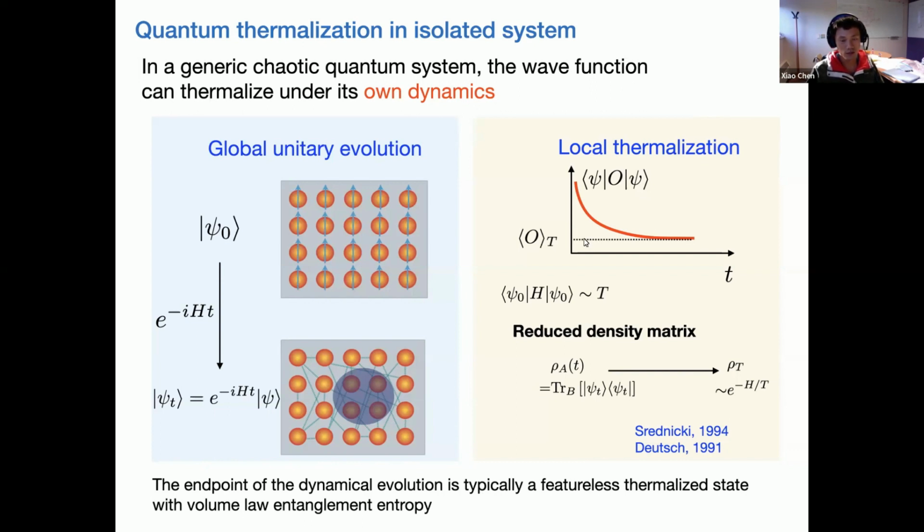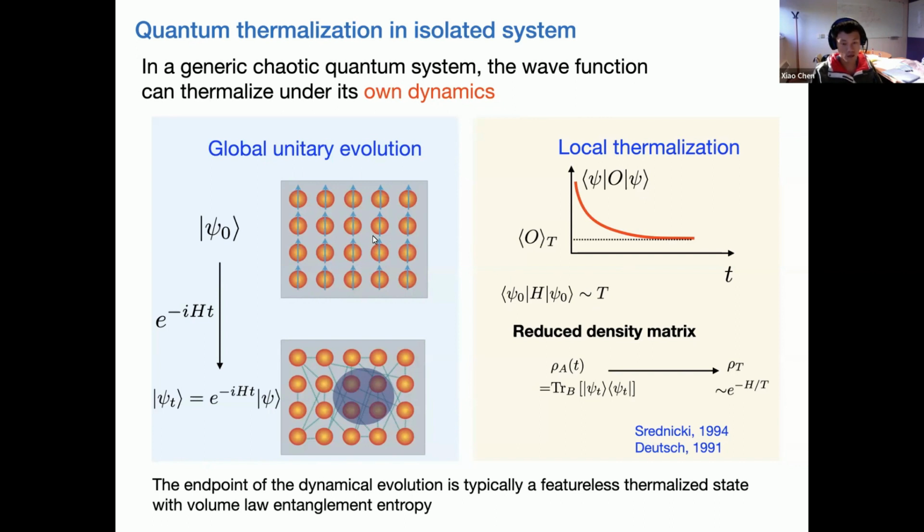Under the time evolution, after a very long time, we expect that there is thermalization. This means that if we look at a subsystem over here, the reduced density matrix for this subsystem takes the thermal form, and the expectation value of local observables approaches the thermal expectation value. The energy of the system is determined by the initial energy of the initial state.